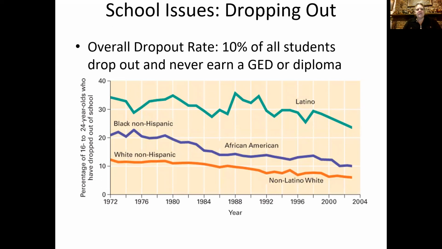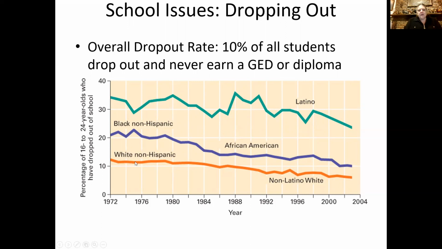This is just a graph from an earlier version of your book that talks about 16 to 24-year-olds who have dropped out of school. If we look at these dropout rates, 10% of all students drop out and never earn a GED or diploma. The dropout rates here go from 0 to about 35%.